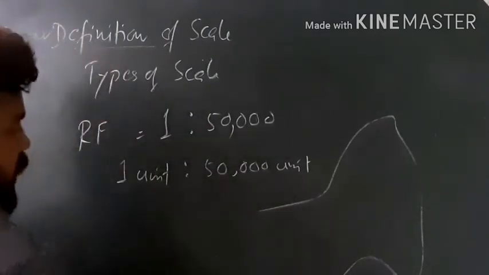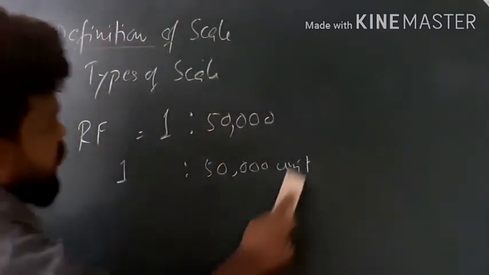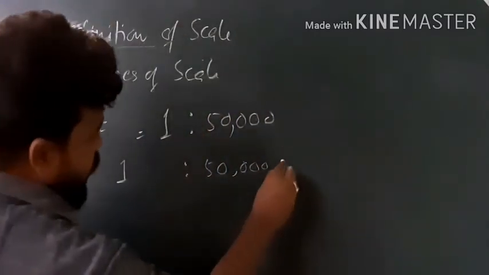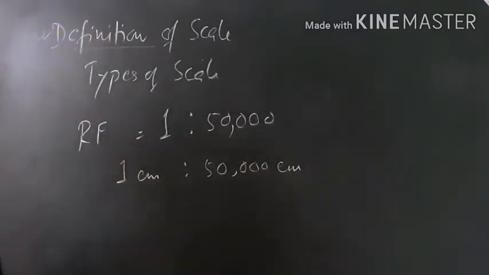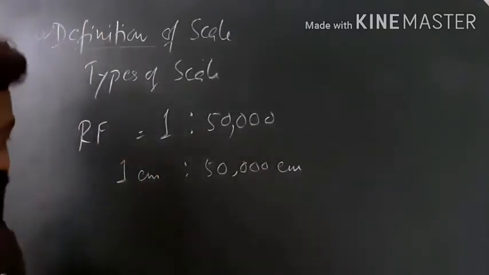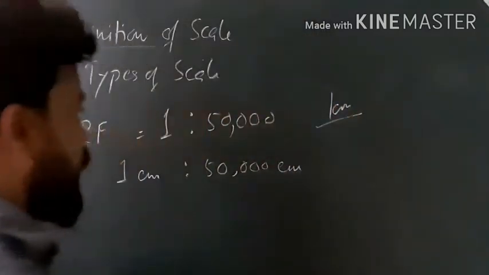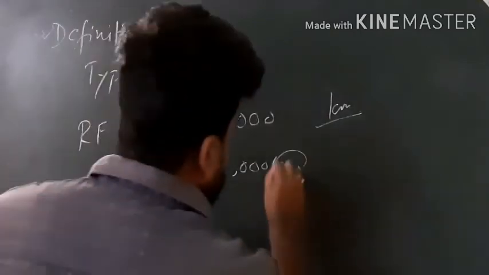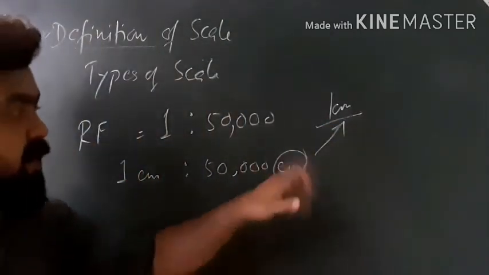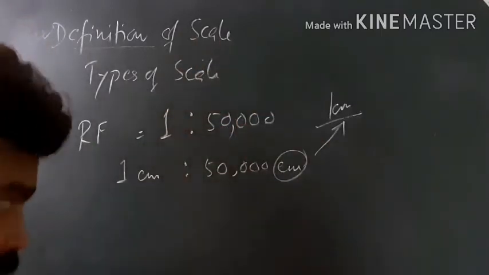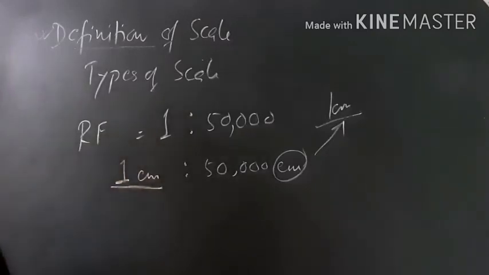Now what will happen? Suppose we are taking this unit as the centimeter. But our actual map, whatever the surface is, is in the kilometer. Now we have to convert this centimeter into the kilometer. So in 50,000 centimeter, how much kilometer will be there? This is 1 centimeter, and 1 centimeter will remain 1 centimeter. Nothing will be changed there.